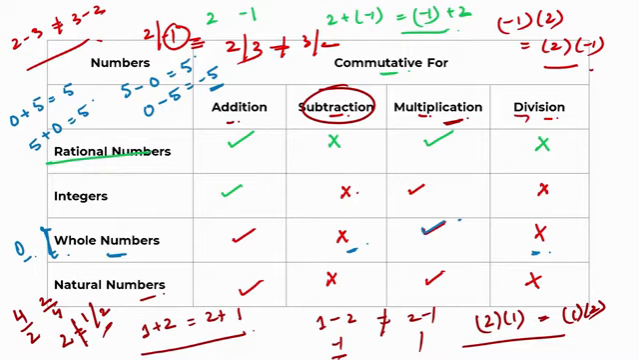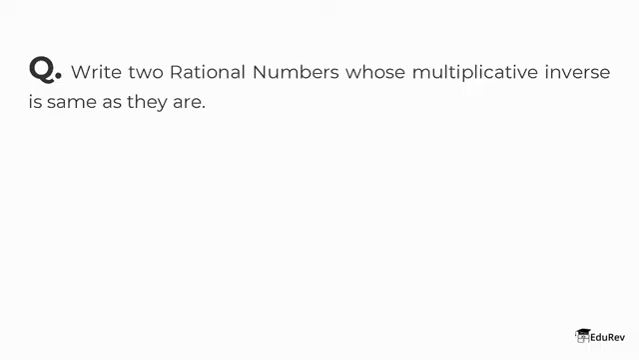Now before proceeding on to the next property, let's solve a few questions to see whether we have understood this entirely or not. The first question states that we need to write two rational numbers whose multiplicative inverse is the same as they are. Now let's see what it can be. Let's suppose we have taken the number 1. The reciprocal of 1 is going to be 1 upon 1, which is nothing but 1. So the reciprocal of 1 is the number itself.